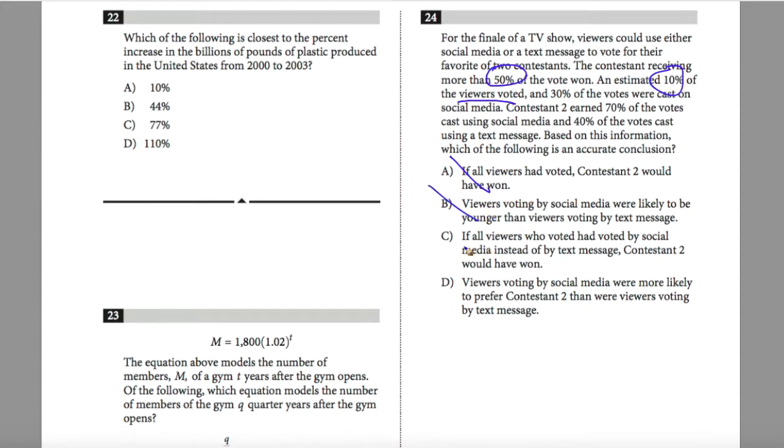Nothing about age. If all viewers who voted had voted by social media instead of by text message, contestant 2 would have won. Not necessarily. Viewers voting by social media were more likely to prefer contestant 2 than... yes. D is going to be your best answer because he collected 70% of the votes through social media. So 24 will be D.